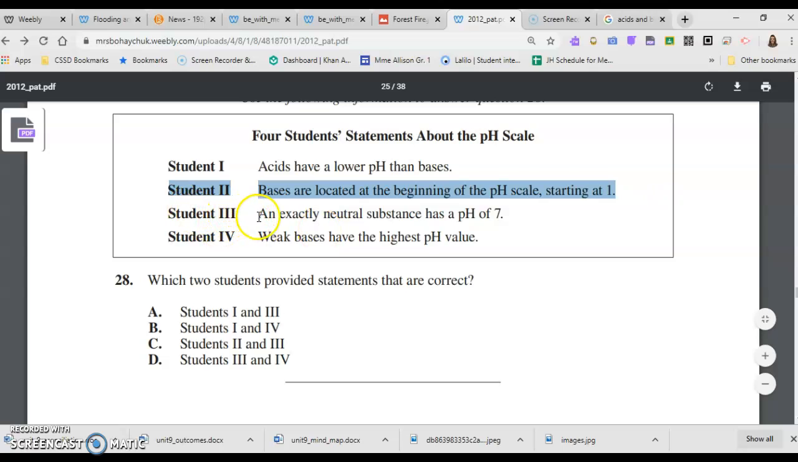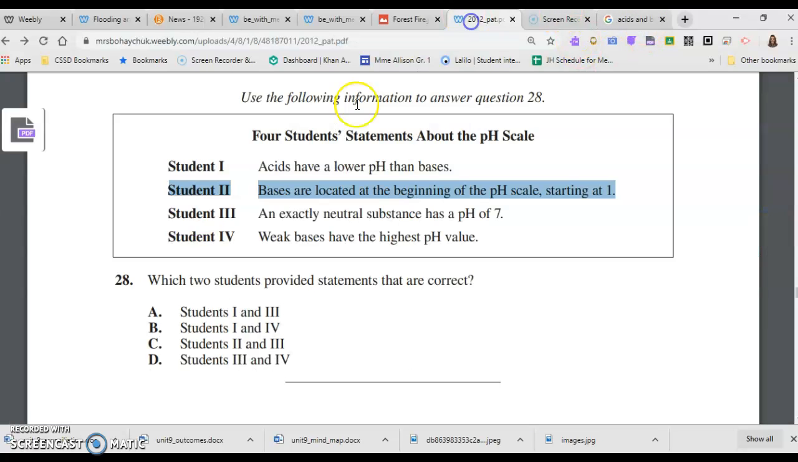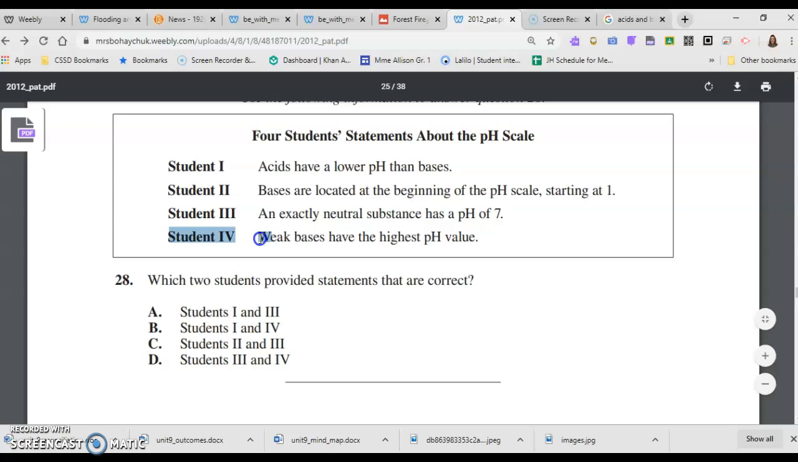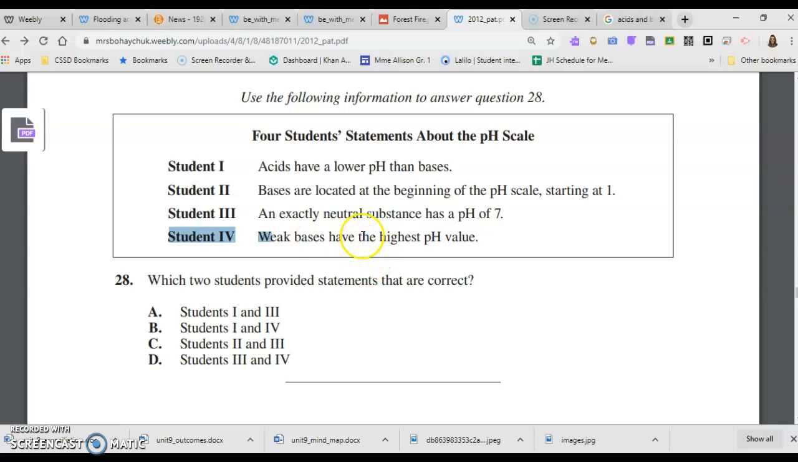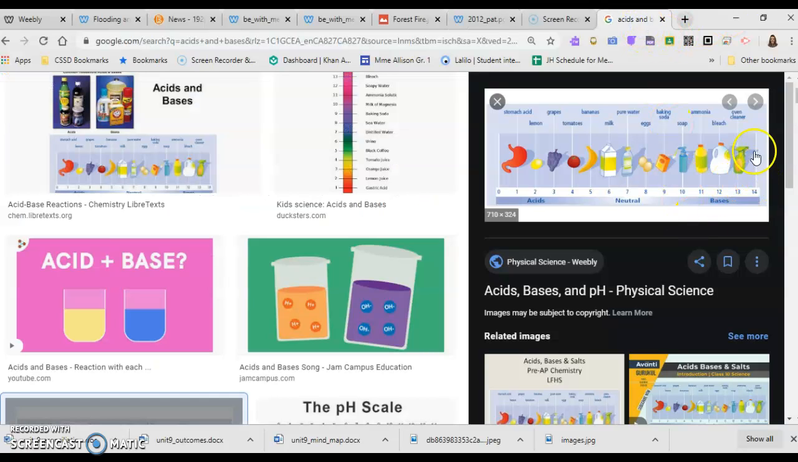Student 3. An exactly neutral substance has a pH of 7. Yeah, we just said that. Okay, and student 4, a weak base, so something that's only a little bit basic as opposed to a strong base, has the highest pH value. No, that's wrong. It's the strongest bases that have the highest pH value.